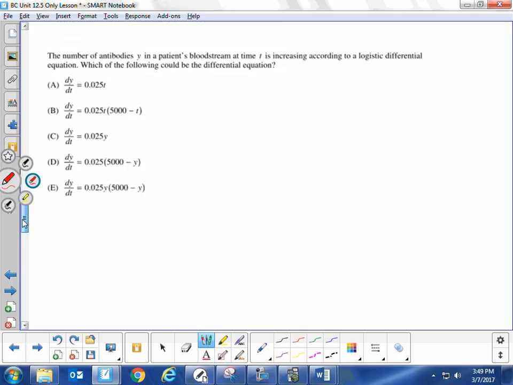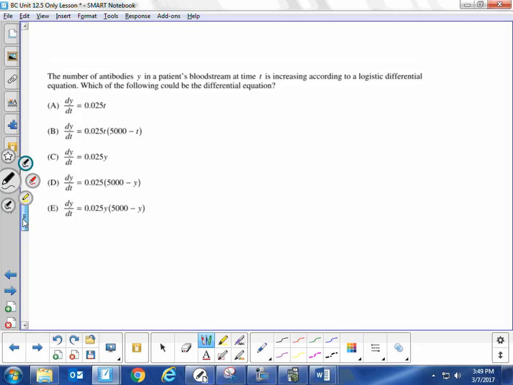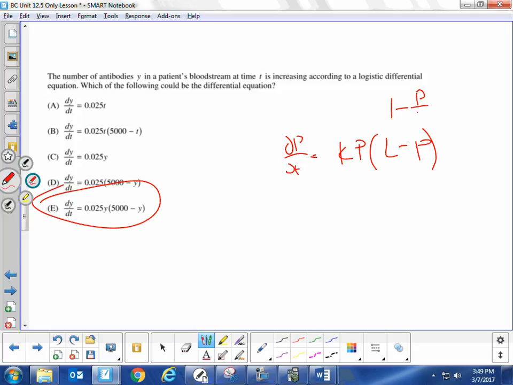Final type of question, and a lot of teachers teach that you need to know the solution to get this, but it's not true. This one is like, which one is a logistic differential equation? This is a legit question on a BC exam. Which of these is a logistic differential equation? Well, you need to see that value y twice, and you know that's a logistic. You shouldn't see any t's anywhere. Remember, it's dP/dt is equal to kP(L minus P), or 1 minus P over L.